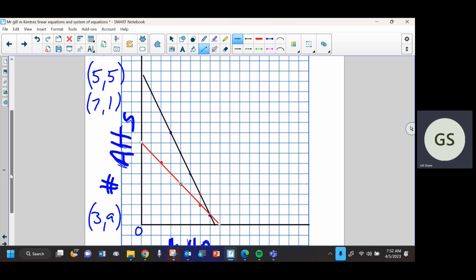The reason where they cross is the answer is that it's the point that meets both rules, right? It meets the $15 rule. If you do the math, that's how we created the line. If you do the math, that meets the rule that says we spend $15. It also meets the rule that says we buy 8 things.